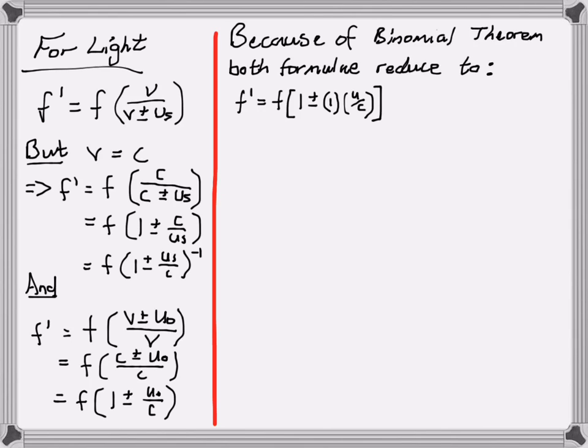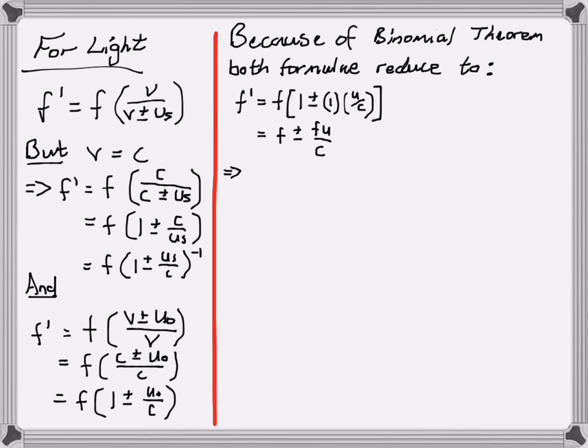And if you're interested, you can look up the maths on that, but basically what it means is because of this binomial theorem, if we have f' equal to f on (1 plus or minus u_s/c) to the power of minus 1, and we also have that f' is equal to f times (1 plus or minus u_o/c) to the power of 1, then we can reduce both formulae down to this single form. And then if I multiply that out, I get f' is equal to f plus or minus f times u/c.